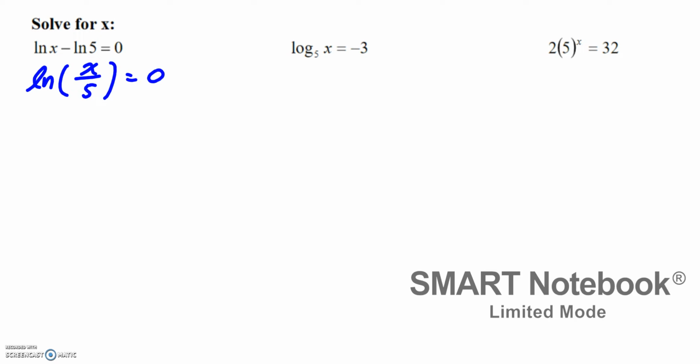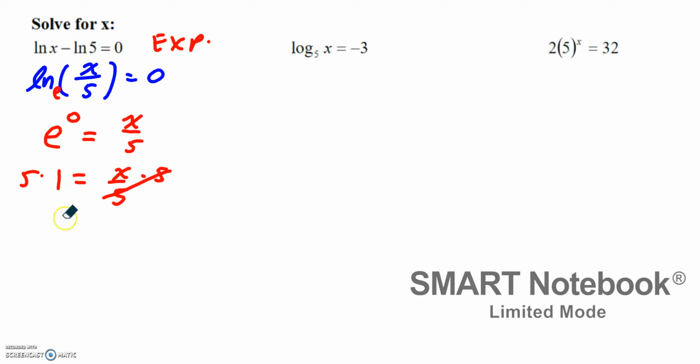So if I make it into one single log, I would have to remember that the base or the secret base is really e. And what we can do is change this in our minds to an exponent because it is a log currently. The base of this log is e, the exponent of this log is 0, and I know that has to equal x over 5. E to the 0th is 1 equals x over 5. So if I multiply both sides by 5, my x is 5.